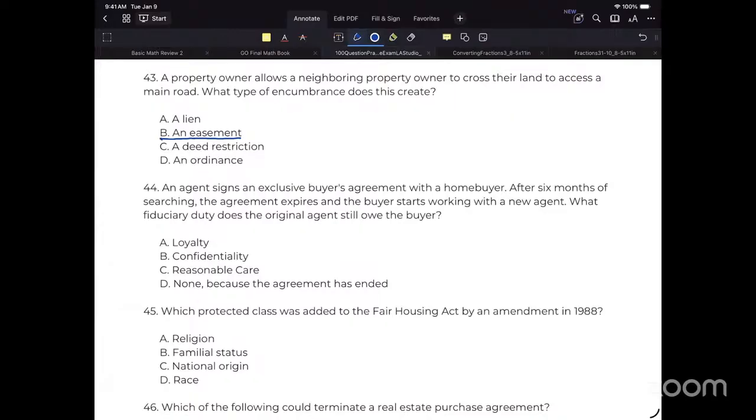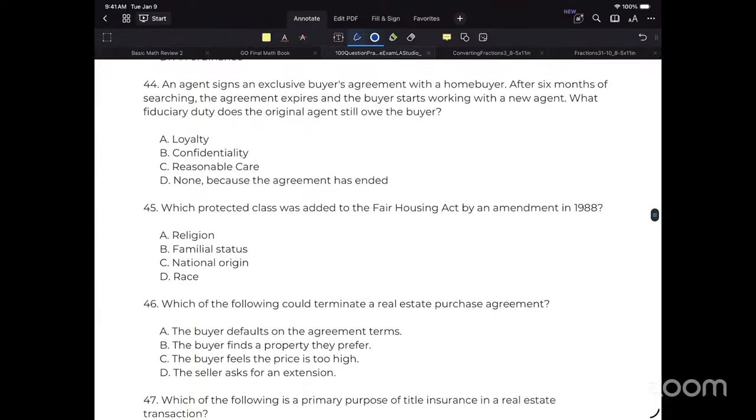Now, some easements run with the land, right? I would say when you say runs with the land, that's specifically an appurtenant easement. So there's appurtenant easements, and then there's an easement in gross. So those are our two types of easements. So, yep, easement is it.